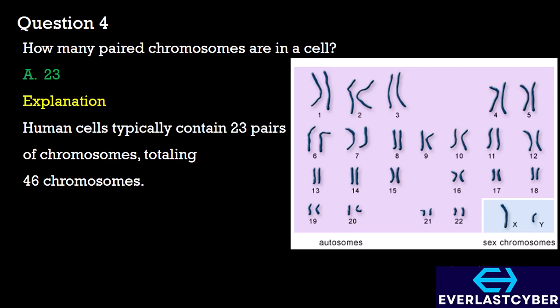12 has no connection to chromosome counts in human cells. For the option D, where we had 46, although there are 46 chromosomes in total, they are arranged as 23 pairs. The question asked how many paired chromosomes are in a cell. So that's why our answer is option A.